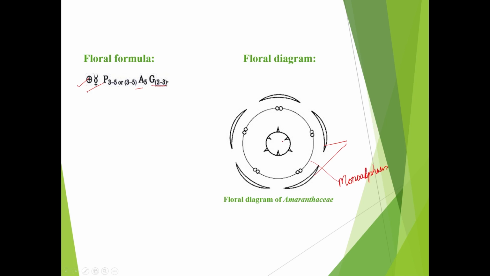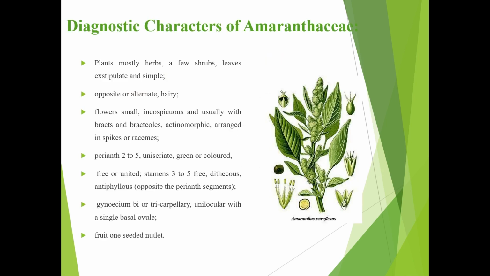And the gynoecium is made up of bicarpellary, syncarpous, superior ovary, and they have basal placentation and the fruit is the utricle. And if you see the diagnostic characters of the family Amaranthaceae, generally they are mostly herbaceous, only a few are shrubs. The leaves generally have opposite or alternate phyllotaxy.